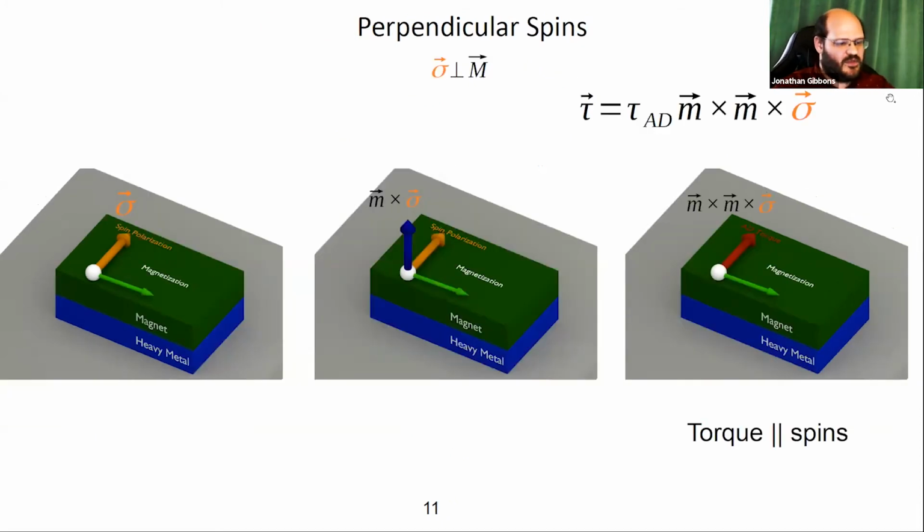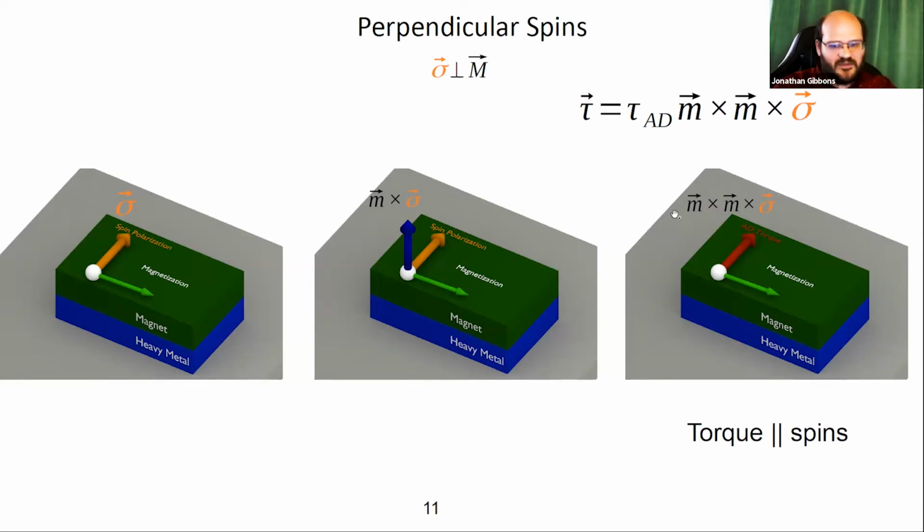I'm going to start with the spins perpendicular to the magnetization. So in this case, m cross sigma is large. As you can see, the blue vector in the middle here is m cross sigma when the spin polarization is in the y direction, as you'd expect for an ordinary spin Hall effect.